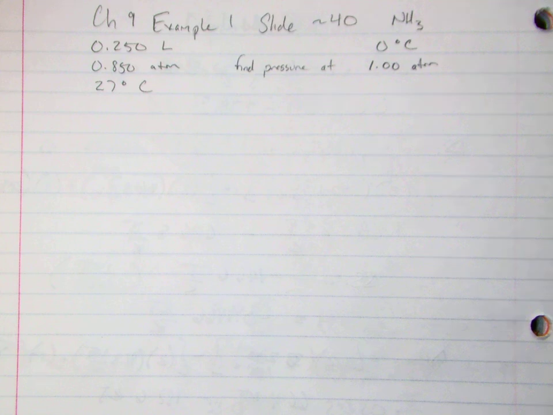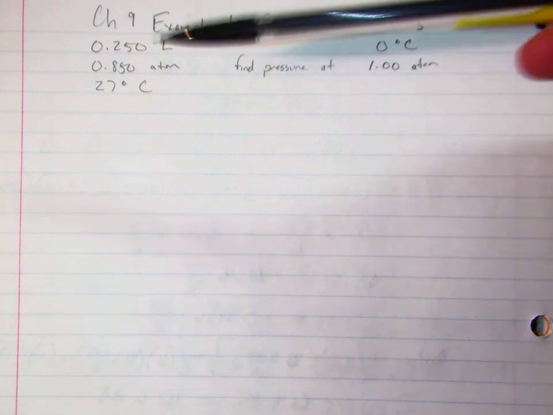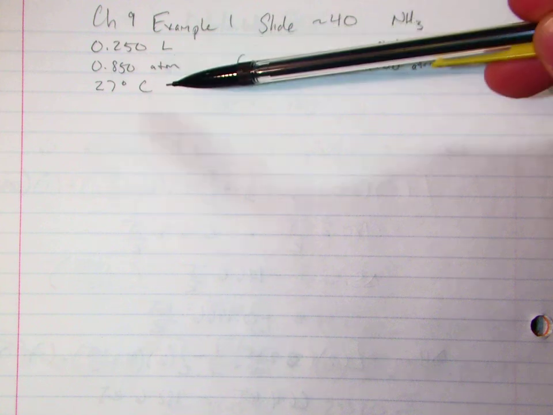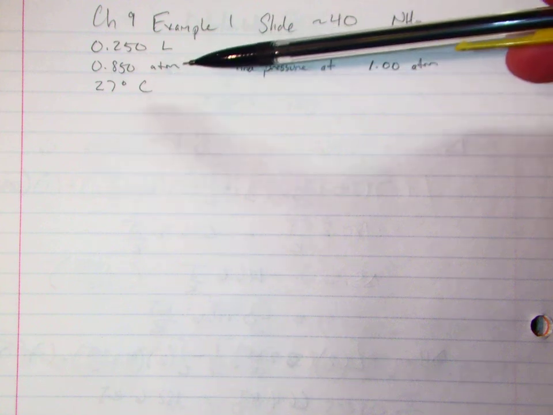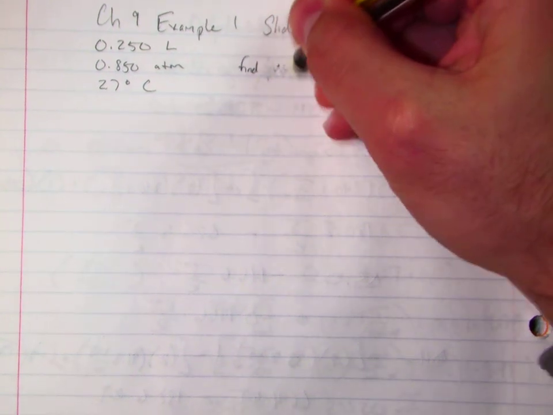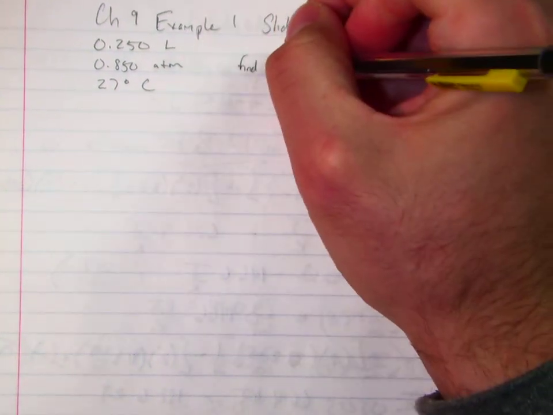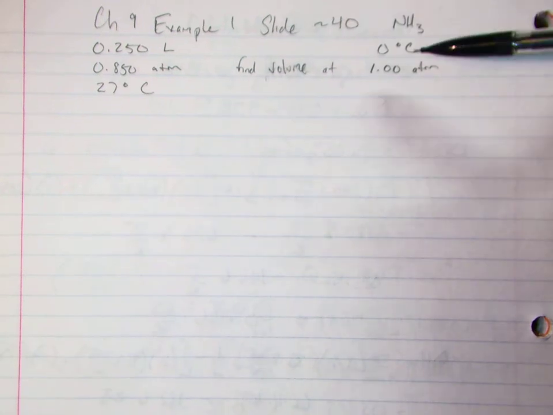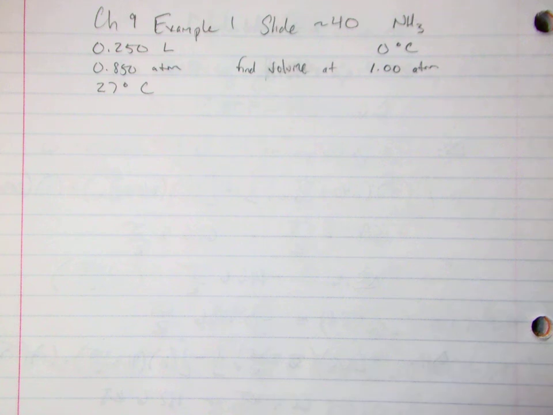In our first example problem from Chapter 9, we're given a sample of ammonia and told that it occupies 0.250 liters at 0.85 atmospheres and 27 degrees Celsius. And we're tasked with finding, I wrote pressure, but we're actually finding the volume at STP, 0 degrees Celsius and 1 atmosphere. Now, in Chapter 9, we always want to get in the habit of working with the proper units.